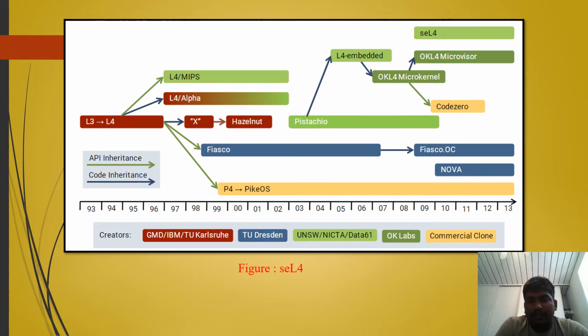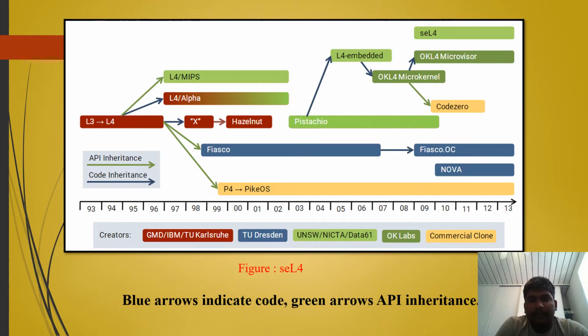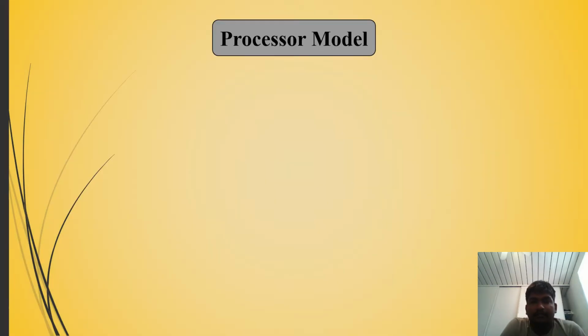The complete architecture has changed from 1993 to 2013. It took 20 years to develop SCL4 from 1993, and we can see the names of the creators in the image. From 1993 onwards, developers have used API inheritance and code inheritance from the L4 microkernels. Blue arrows indicate the code and the green arrows indicate API inheritance.